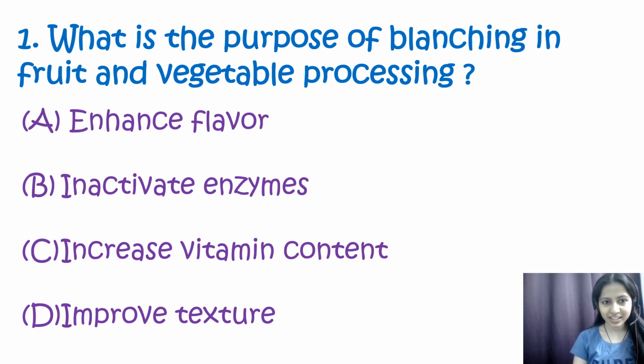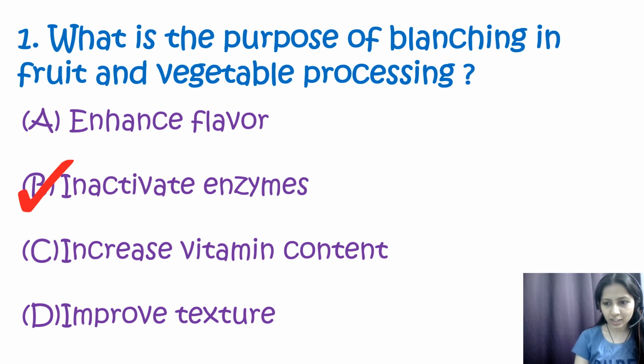So now let us proceed. So what is the purpose of blanching in fruits and vegetable processing? So options are enhance flavor, inactivate enzymes, increase vitamin content and improve the texture. So over here the correct option is B, that is to inactivate the enzymes. So the purpose of blanching in fruits and vegetable processing is to inactivate the enzymes.